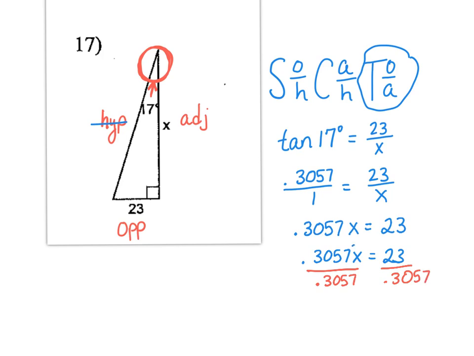On the left-hand side, 0.3057 goes into itself one time. I'm left with 1x equals, in our calculator, we're going to do 23 divided by 0.3057, and we get 75.2, approximately. And that 75.2 represents the length of the side adjacent to that 17-degree angle. So the length of this adjacent side is 75.2 units long.